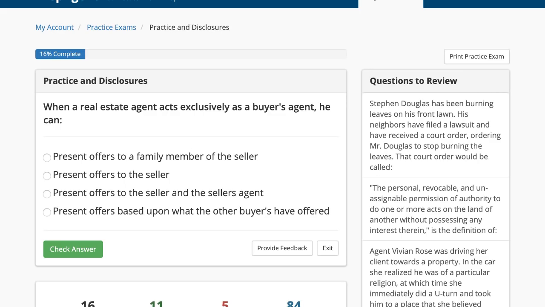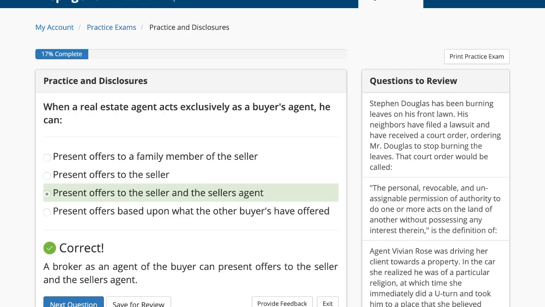Okay, when a real estate agent acts exclusively as a buyer's agent, he can A, present offers to a family member of the seller, B, present offers to the seller, C, present offers to the seller and the seller's agent, or D, present offers based upon what the buyers have offered. And the answer is C.